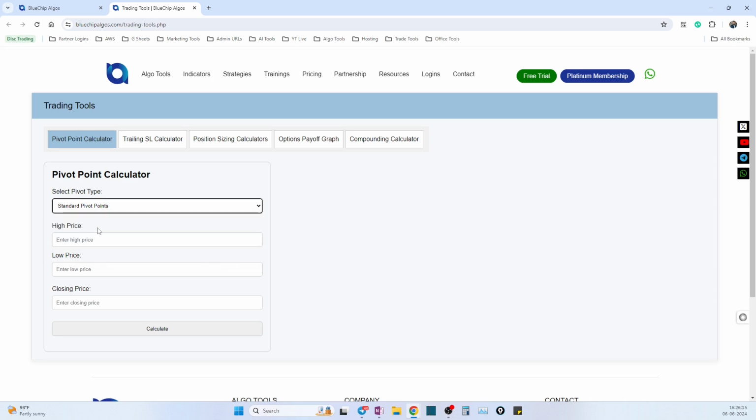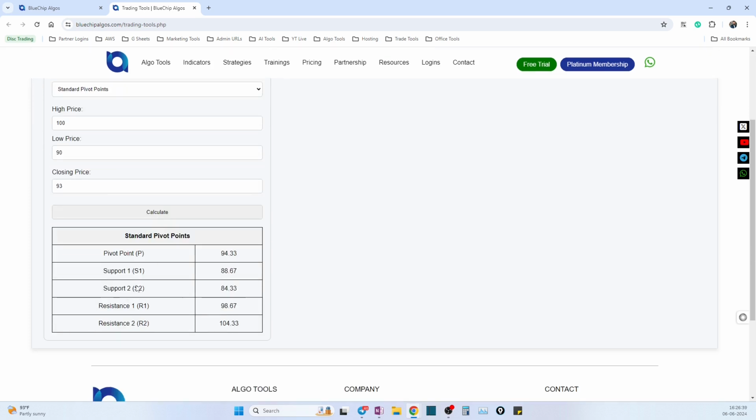So first, let's look at the standard one. The input fields would be the same, whatever you select. You can select Fibonacci or standard, whatever it is. Basically, it will ask you for three parameters: high, low, and closing price. Previous day high, previous day low, and previous day closing price. So if you, let's say, give 100 as the high price, 90 as the low price, and 93 as the closing price, and hit calculate, then you would get one pivot point, two support points, and two resistances.